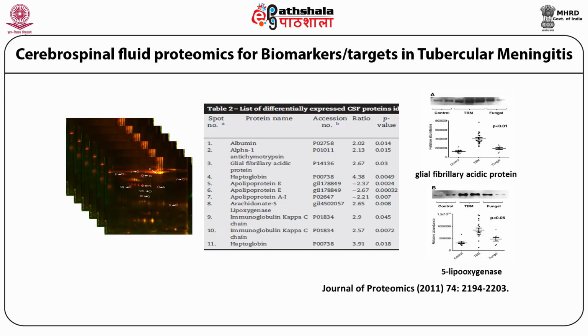Of these proteins, we have validated glial fibrillary acidic protein and 5-lipoxygenase, which is comprehensively shown to be upregulated in tubercular meningitis CSF as compared to both control and also in fungal meningitis, which is a closely mimicking condition for tubercular meningitis. We have therefore established that these 2 proteins are not only upregulated but are very specific for the diagnosis of this particular disease called tubercular meningitis.